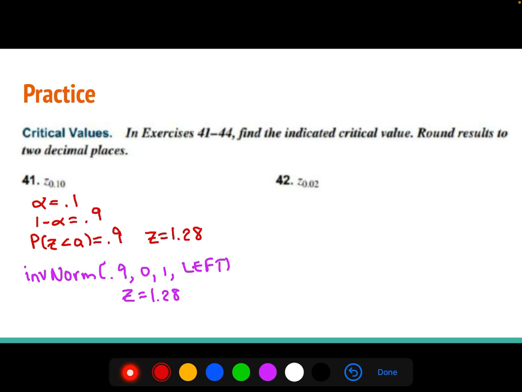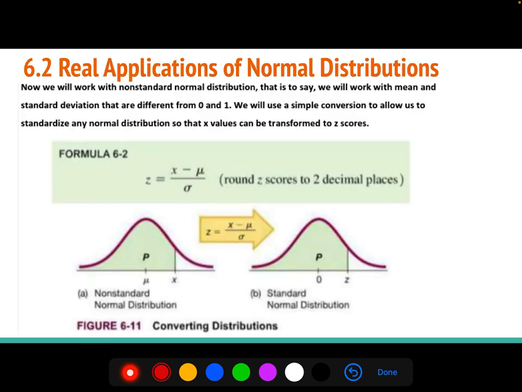Now again, I want you to try some of these. I want you to find the z-score for number 42 over here with an alpha 0.02. And the answer you're going to end up with is 2.05. So give this one a try. Make sure you can do it too. Using the calculator or the chart, I don't care which way.